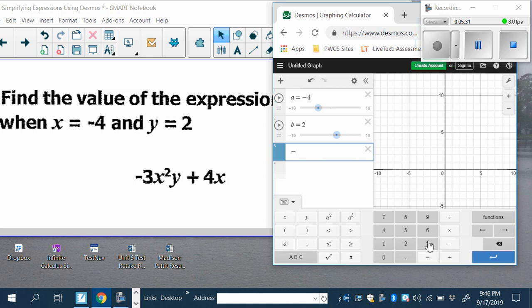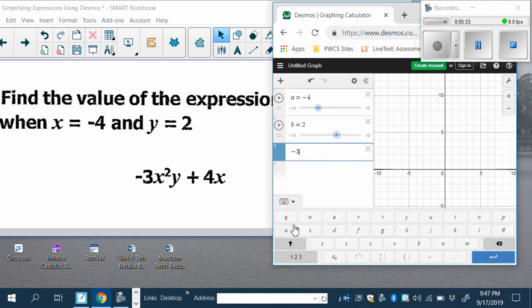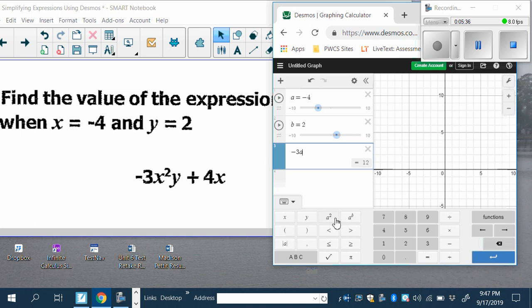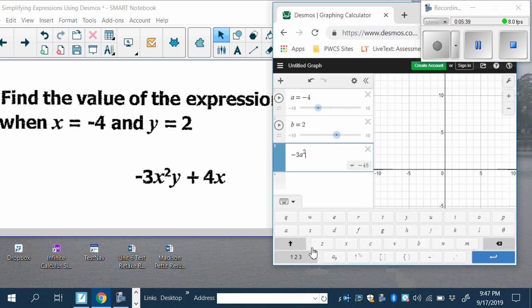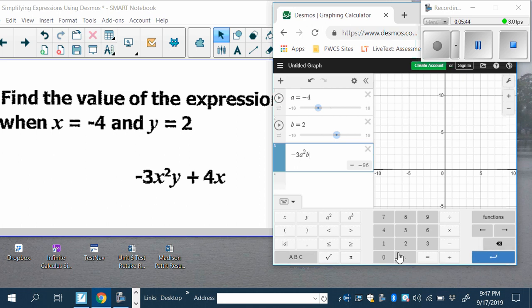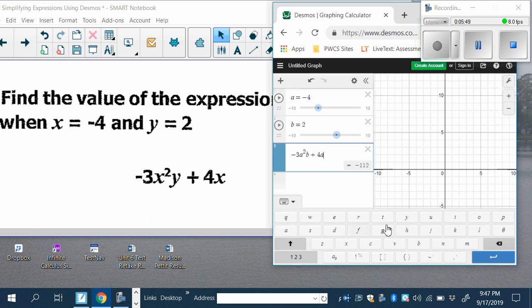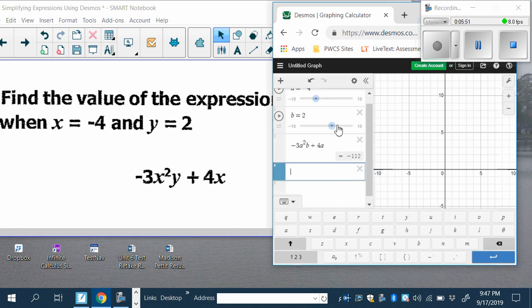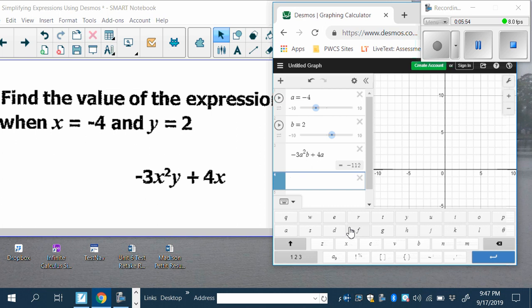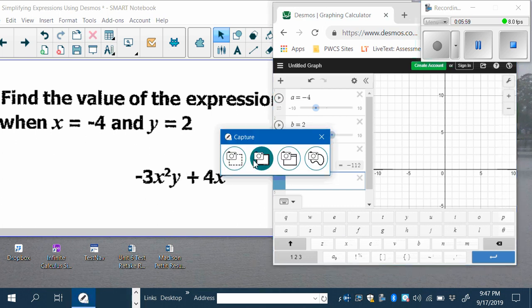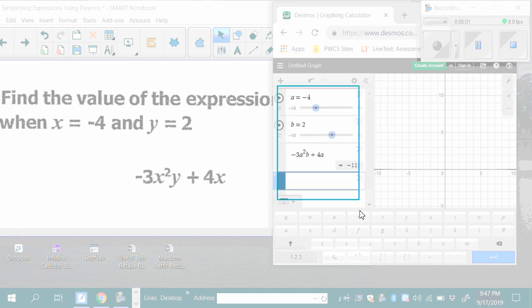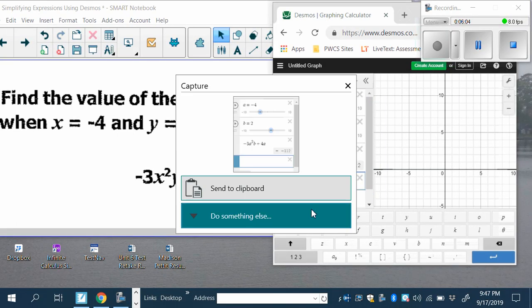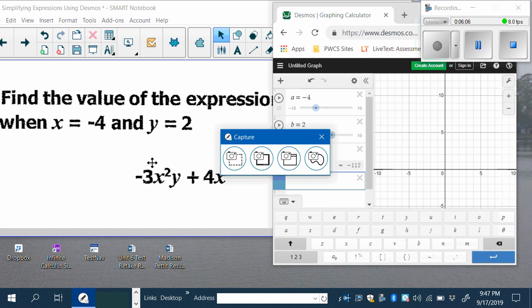So I've got -3, and now instead of X, it's A, and I square it times B. So there's a little bit of clicking back and forth, but really not that big of a deal. And then +4 times A again. And see, I have that right here, this beautiful thing. I've already done that, so I'm going to take a screenshot of that so you guys can see how I did that. But isn't that awesome? You really did no computation whatsoever, and you would get the right answer.